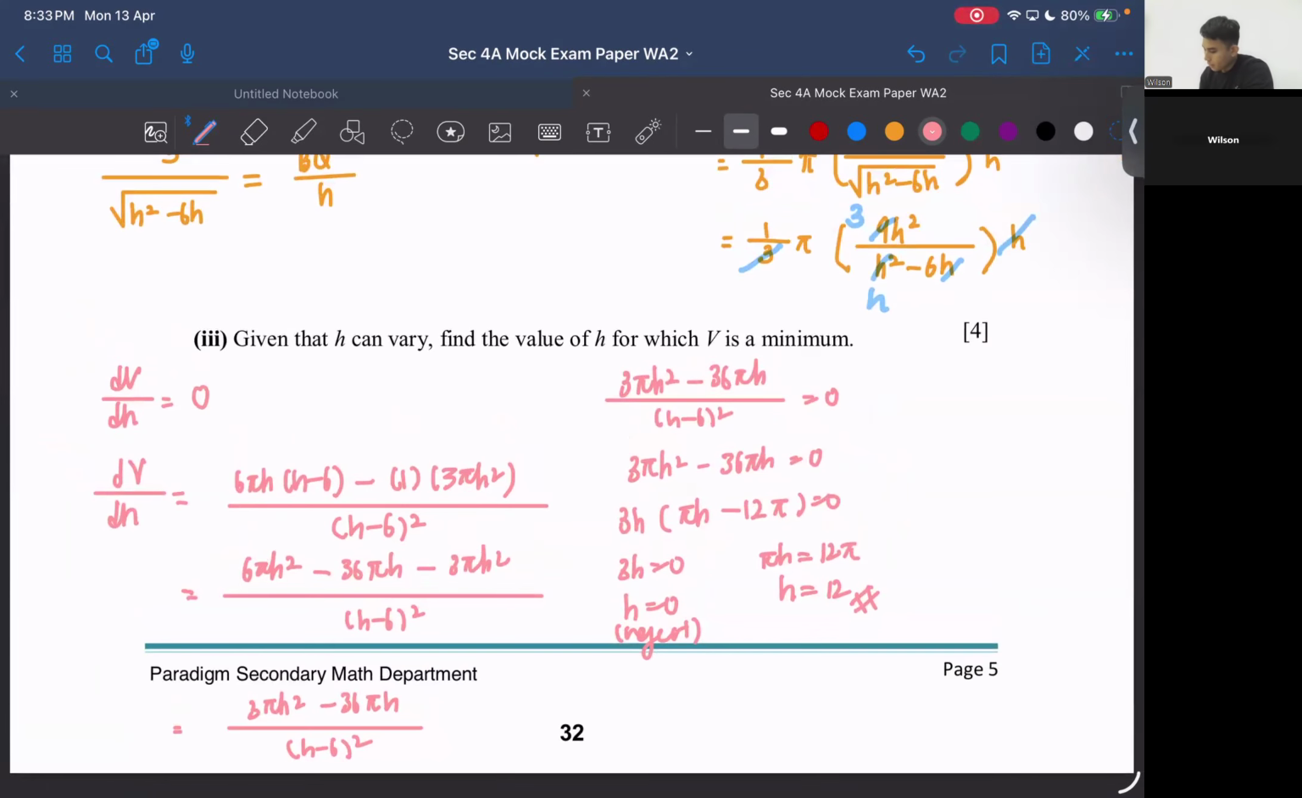Okay. So they say find the value of h for which V is a minimum. I can factorize out pi also, but they say 3h, so I just follow them. But also can, if you factorize out your pi also can. But then you will have two answers. One is h equals to 0, which you must reject, and then you have h equals to 12 over here.